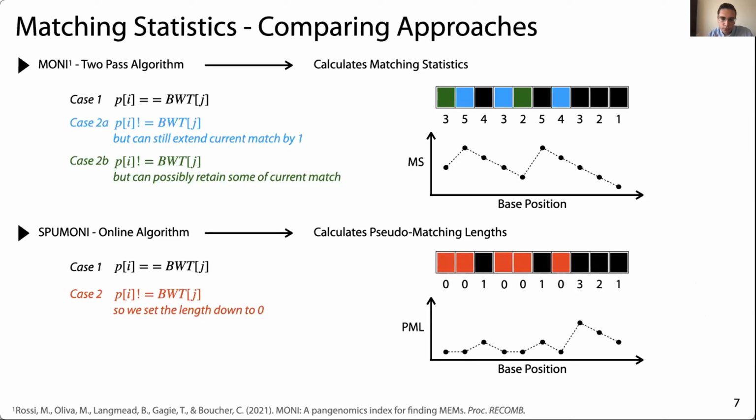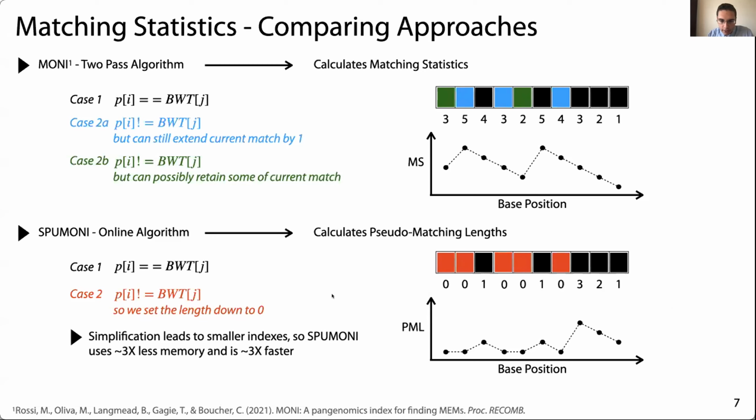Now that we have the pseudo matching lengths and the matching statistics for the same read, we can compare them visually. One of the effects that pseudo matching lengths have is that overall it lowers all these values, but it also squashes some of these peaks. You can see how it squashed this peak a little more than this one. This is a simplification because we are not trying to distinguish the cases. This simplification allows us to throw out some parts of the index of MONI, which allows us to use less memory and to be faster.